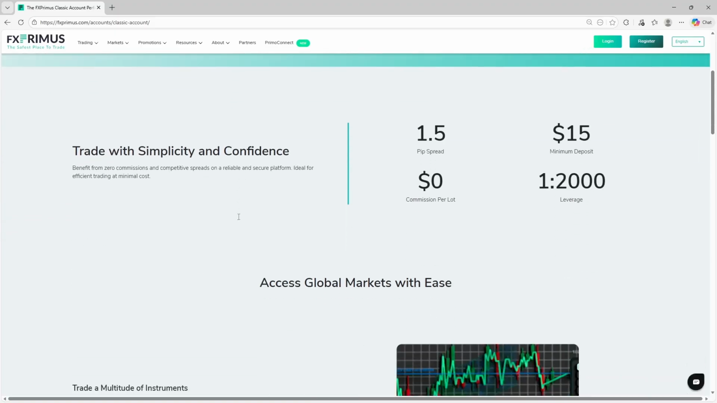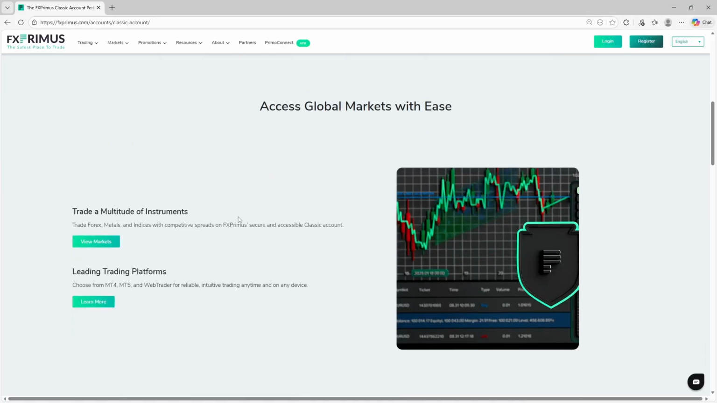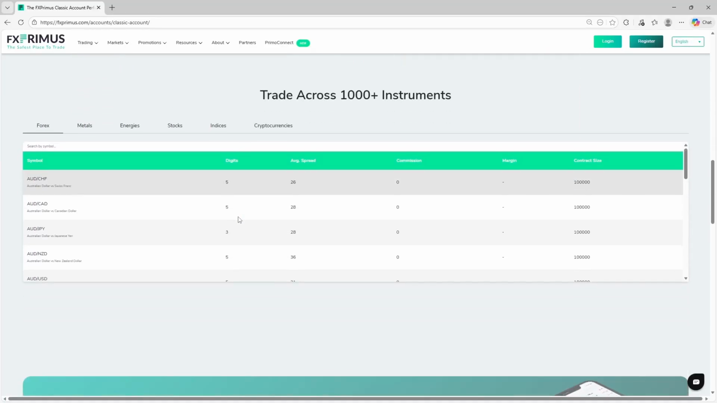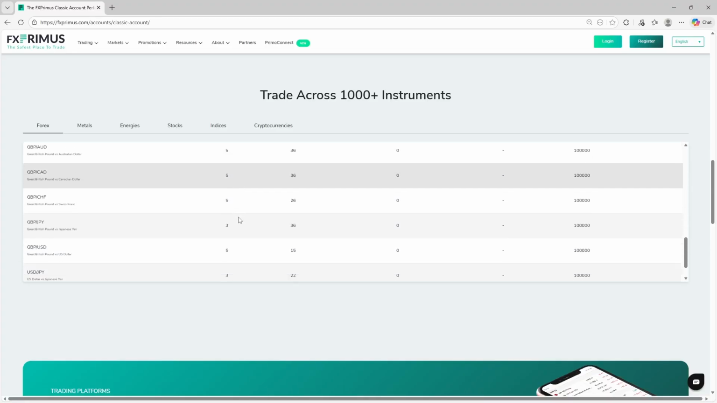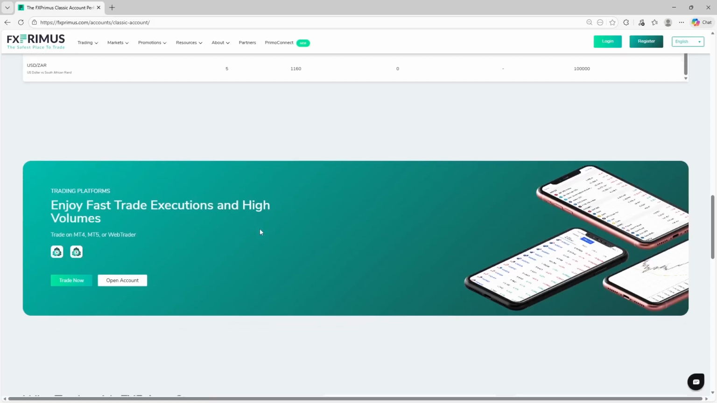Some traders may also find the platform experience more functional than modern, as FXPrismus relies heavily on MetaTrader rather than proprietary trading environments. Overall, FXPrismus rewards traders who already understand cost structures and execution mechanics rather than those looking for simplified, guided trading experiences.